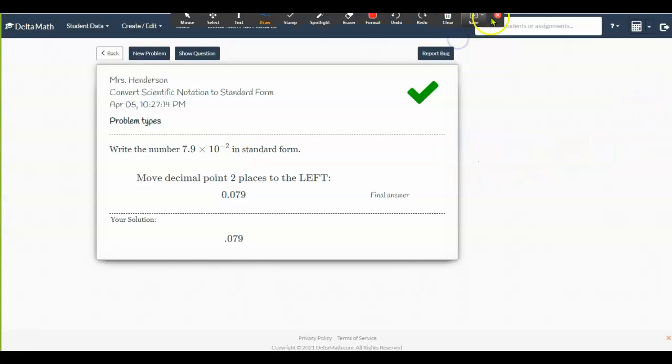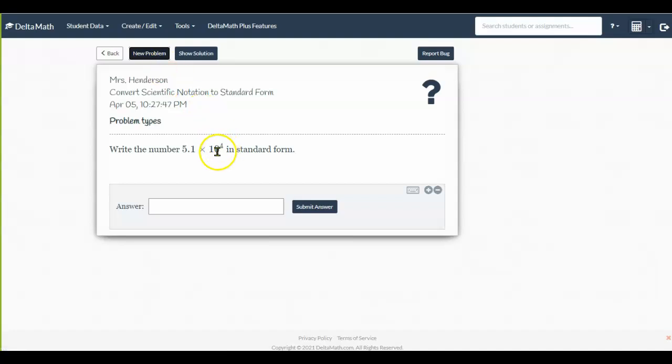Now remember, the number can get bigger or the number can get smaller. So in this problem, 10 to the +4th, the number is going to get bigger. In this problem, 10 to the -2, the number is going to get smaller.